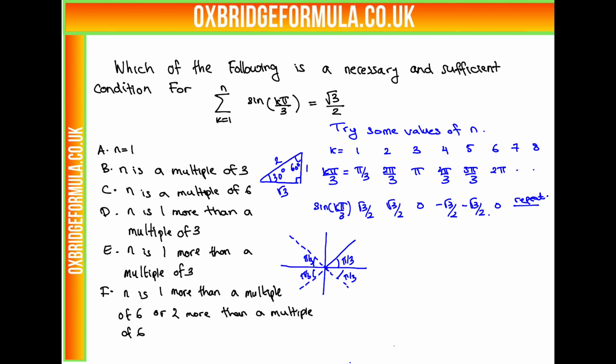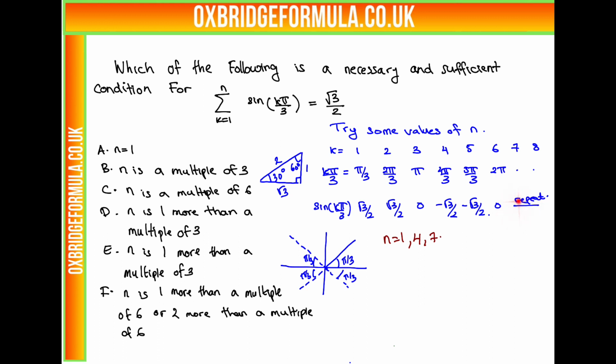So if I take n equals 1, then it's clearly true. Next, if I take n equals 2, I get square root of 3 over 2 plus square root of 3 over 2, which is square root of 3, which is not that. If I take n equals 3, I get the same thing as for n equals 2. If I take n equals 4, though, I get square root of 3 over 2 plus square root of 3 over 2 minus square root of 3 over 2. So these two cancel out, and I get square root of 3 over 2 again. So for n equals 4, it works. Similarly, you can see that for n equals 7, it also works, because it repeats itself after this point.